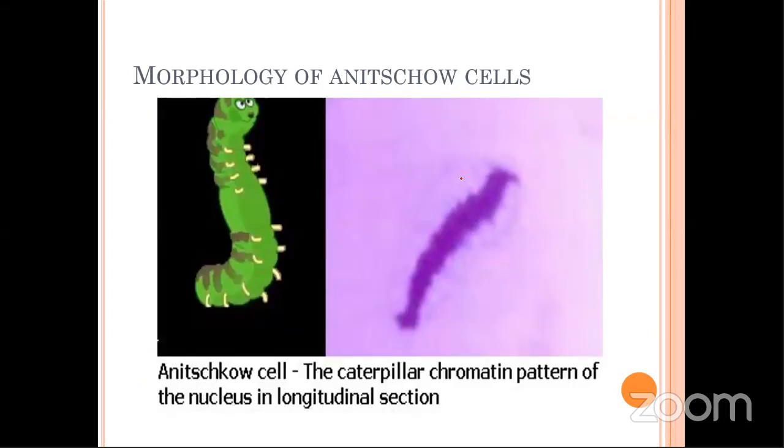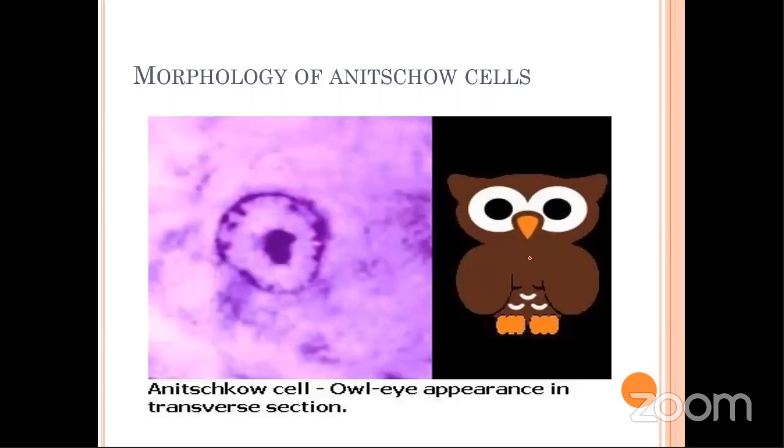So look at this. Here at the center, if you see, the chromatin has condensed at the center of the cell in such a way that this gives you a wavy pattern at the periphery, and it looks like that of a caterpillar on the left. However, if you make a transverse section of this and look at it from the top, it will look like this. So on transverse section, the appearance is that of an owl's eye, and in longitudinal section, it looks like a caterpillar.